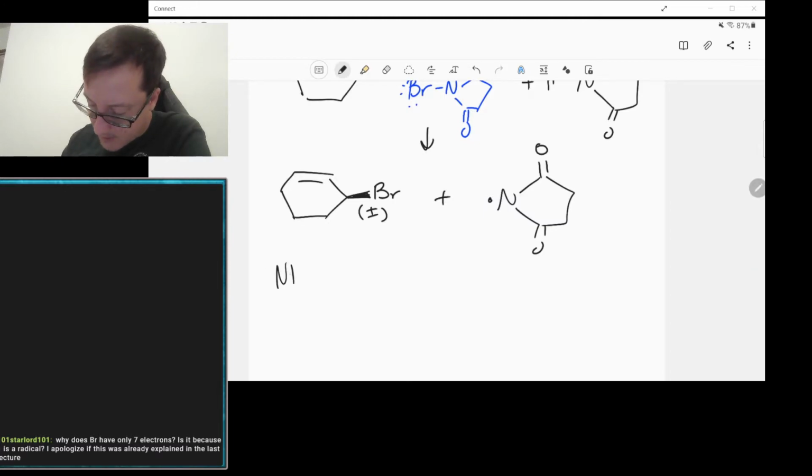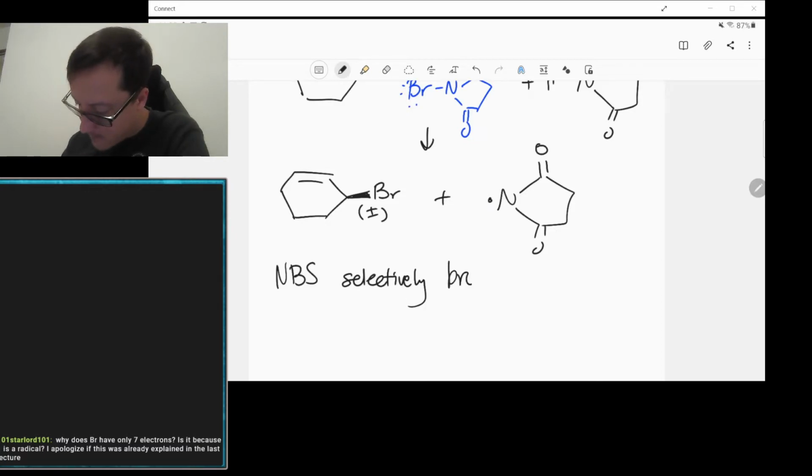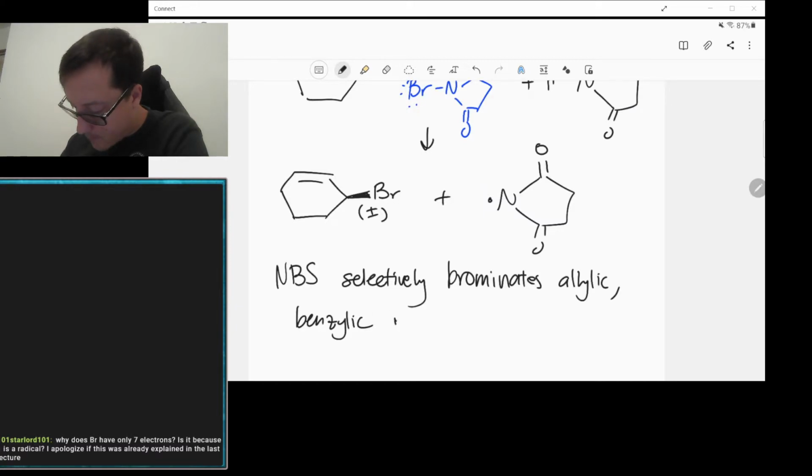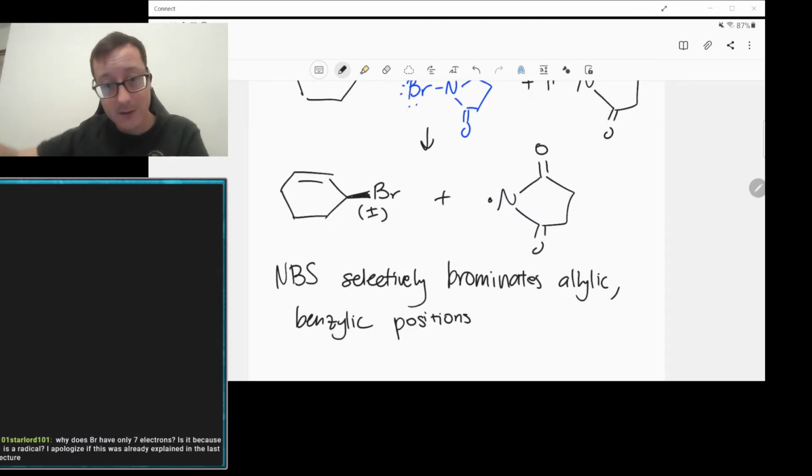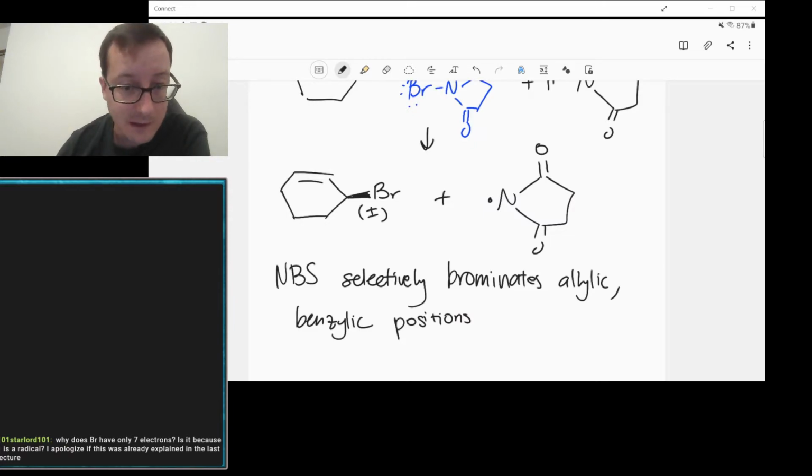So NBS selectively brominates allylic positions. So plain old Br2 goes on tertiary, can go on secondary places, not a problem. NBS will only go on allylic or benzylic positions. So it's more selective. It will only go on those.